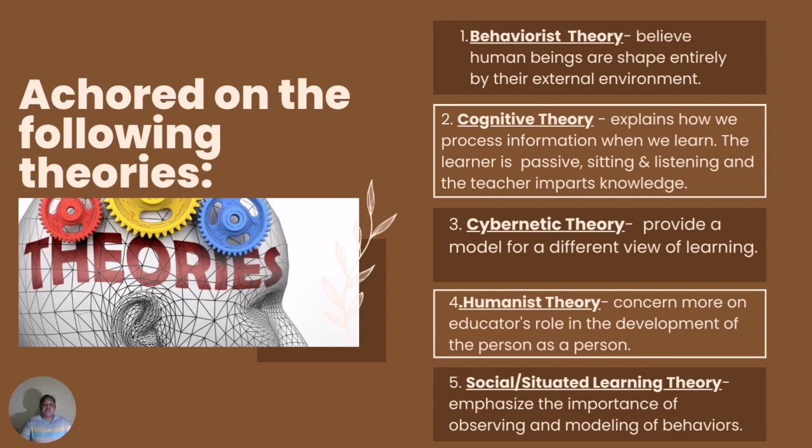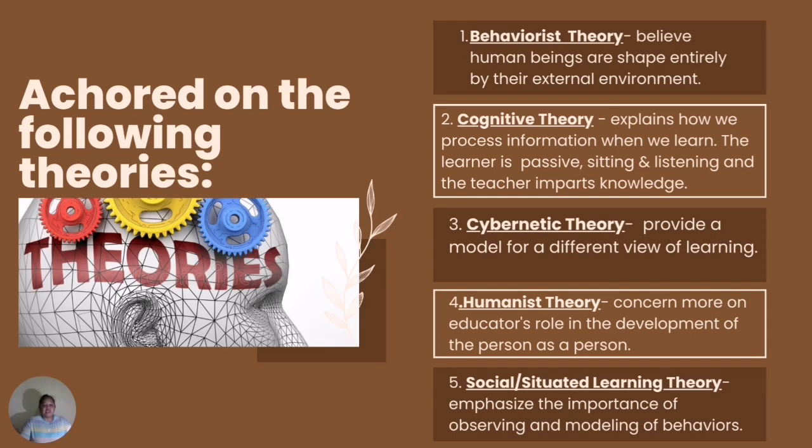Next one is the cognitive theory. This explains how we process information when we learn. The learner is passive, sitting and listening, and the teacher imparts knowledge. So the third anchor theory is the cybernetic. It provides a model for a different view of learning. The fourth one is the humanist theory. This concerns more the educators' role in the development of a person as a person. So it allows teachers to mold students as persons.